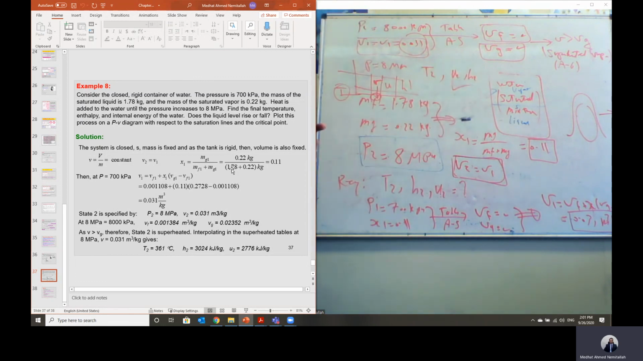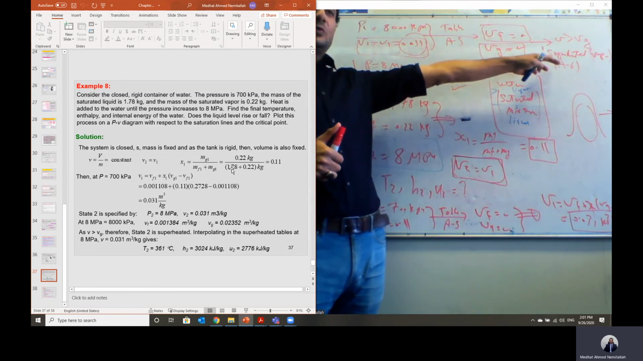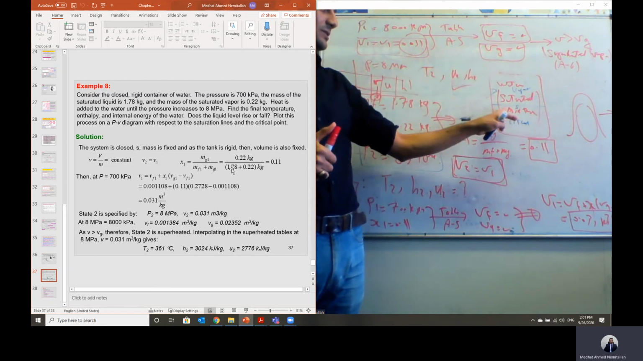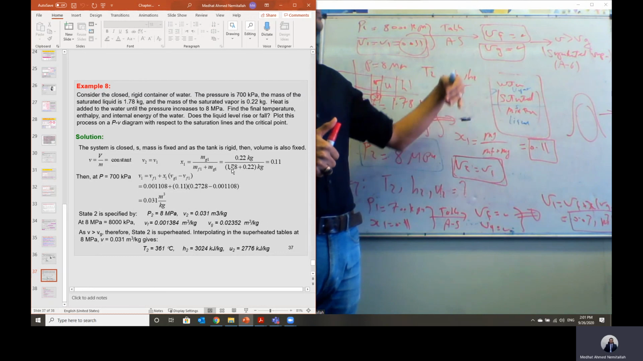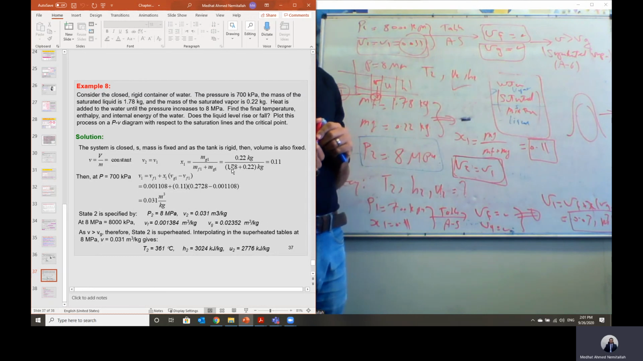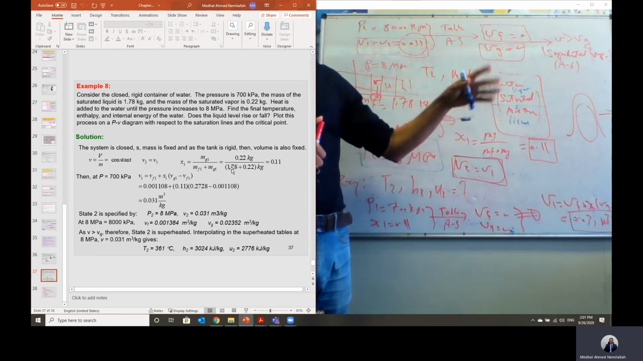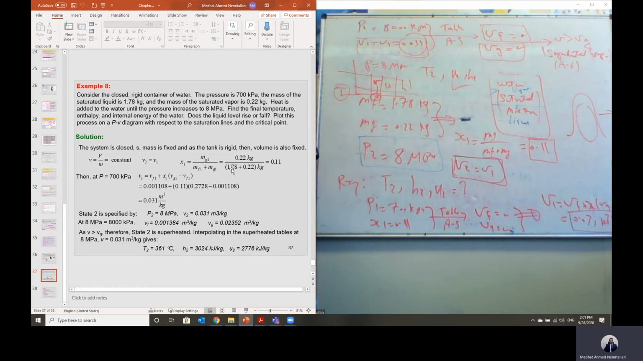Okay. So that means the state is superheated. So what about the level of the liquid? We had liquid plus vapor. Now it has all been converted to superheated vapor. That means the level of water will just disappear. So it should go down.